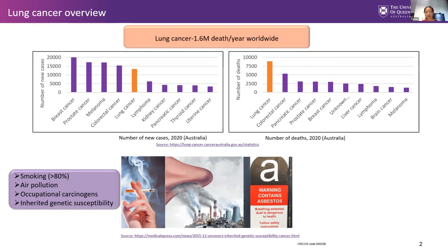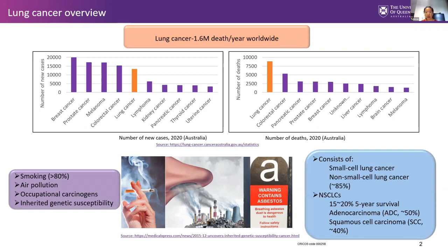causing lung cancer. According to pathological and histological features, lung cancer consists of small cell lung cancer and non-small cell lung cancer. Non-small cell lung cancer occupies 85% of total cases, which is what our research focuses on. The current 5-year survival rate for non-small cell lung cancer is only 15 to 20%, which is very low.